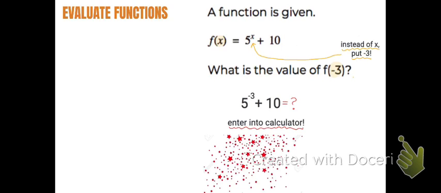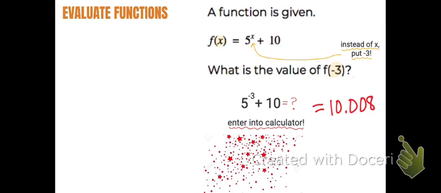So instead of x, I put -3. And if I put 5 to the -3rd power plus 10 in my calculator, I'm going to get something different than some people might get when they are just doing it in their head. I've seen students look at this and think, mistakenly, this is -15 plus 10. And they'll say the answer is 5 and move on. That is not the case. The answer is actually 10.008, which might be surprising.